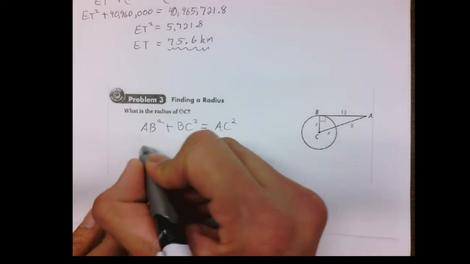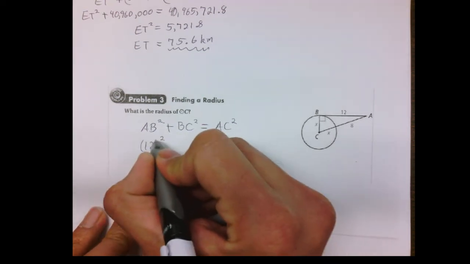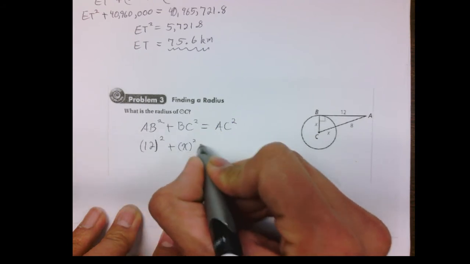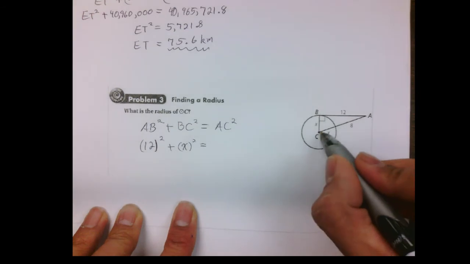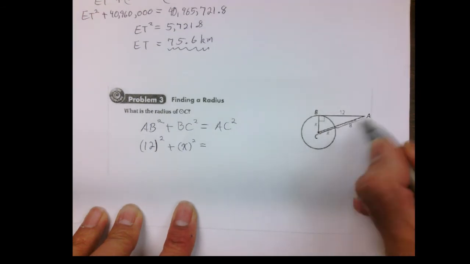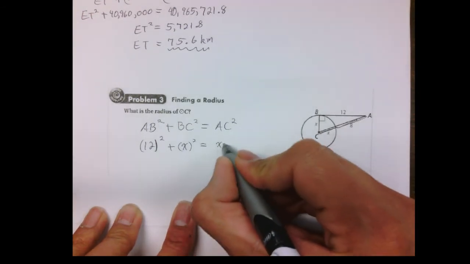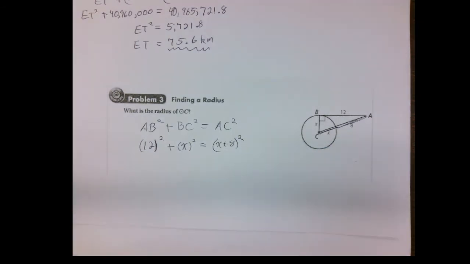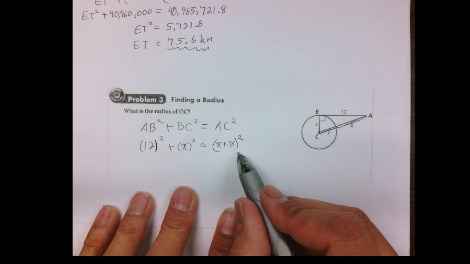So AB is 12, so 12 squared. BC is x, so that's just x squared. AC is x, and then 8 more, so x plus 8, and it's the whole thing squared. Ooh, that's interesting. What do we do with that x plus 8 squared?